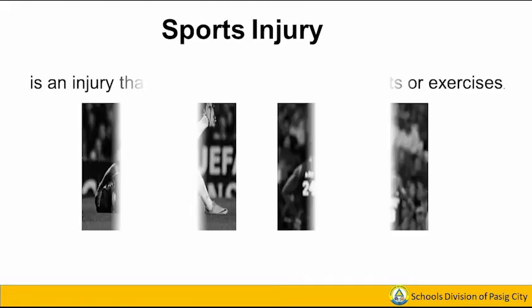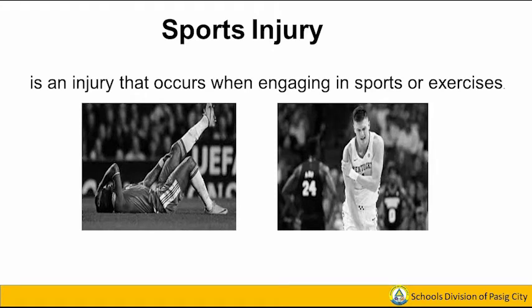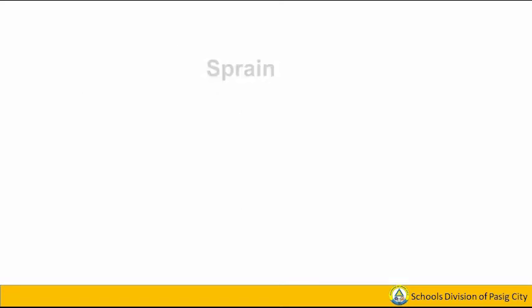Sports injury. Sports injury is an injury that occurs when engaging in sports or exercises. We all know that we can be injured in playing different sports events, so we should always be careful in playing. And one of the injuries that we may acquire is sprain.